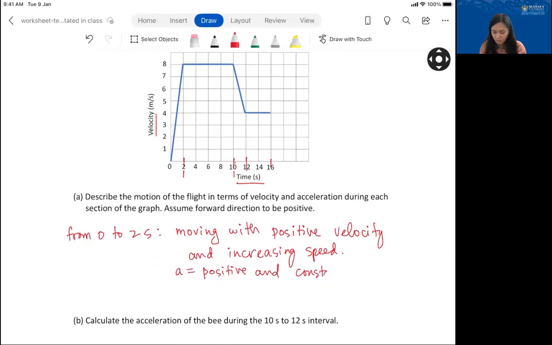constant. So if we actually plot the graph of acceleration versus time, acceleration in meters per second squared versus time in seconds. Okay, from 0 to 2 seconds, you see that the graph is a straight line and that's going up. If you want to find the acceleration from a velocity time graph, do you find the slope or the area under the graph?